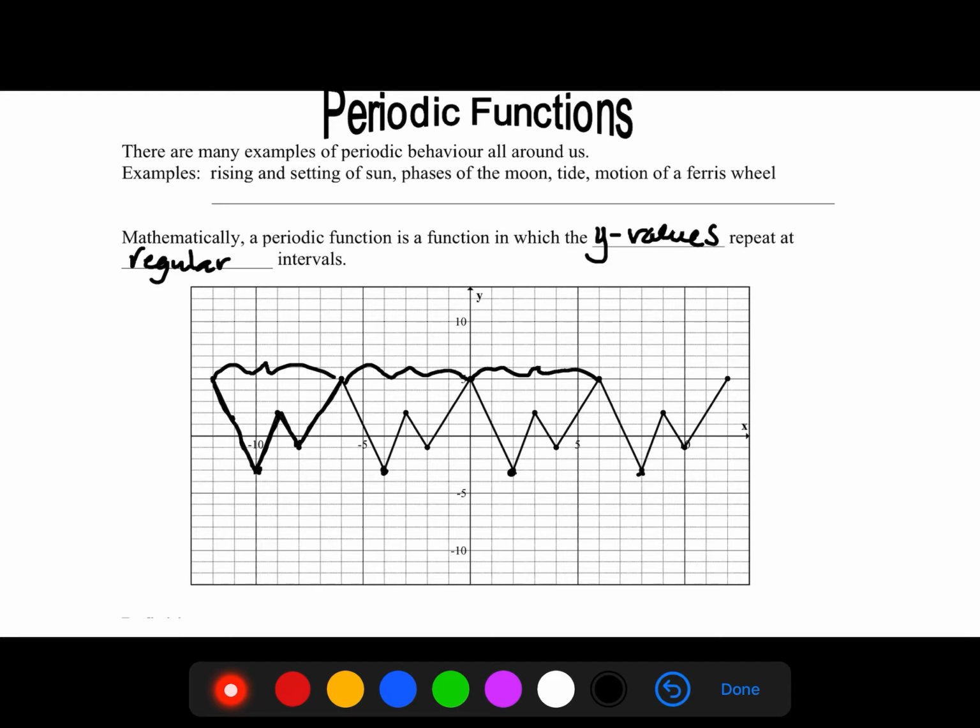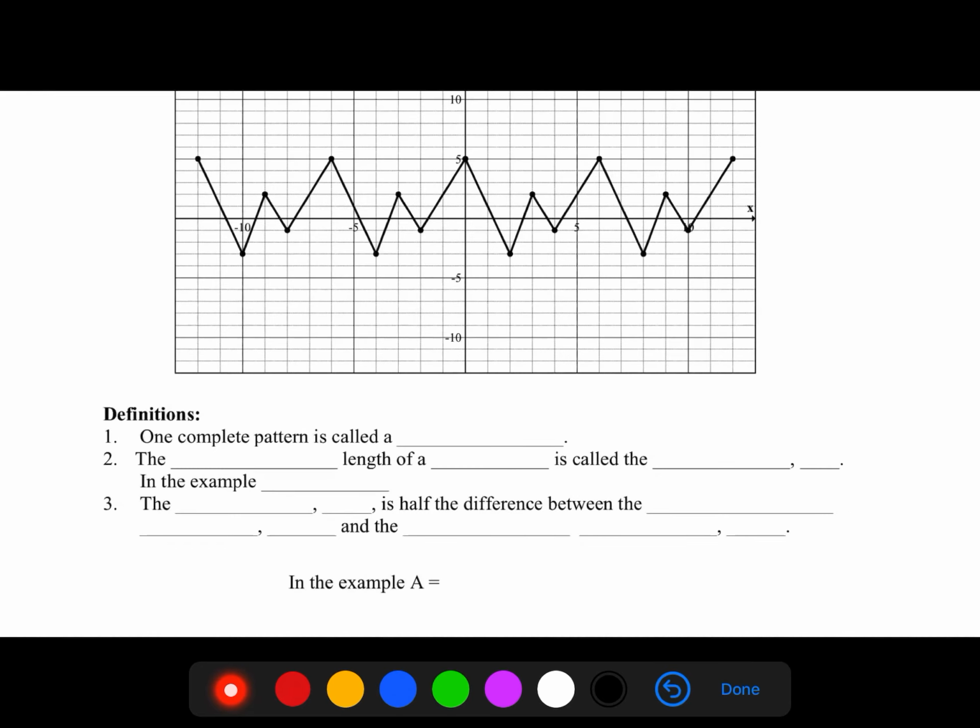And some examples of that are the rising and setting of the sun, phases of the moon. In a year, we follow the same pattern. Tides, motion of a Ferris wheel rotating around, as well as heartbeats at rest or at a regular movement. Also light and sound waves, which you may have already talked about in science. Okay, so we're going to be looking at graphs where our pattern is consistent and regular.